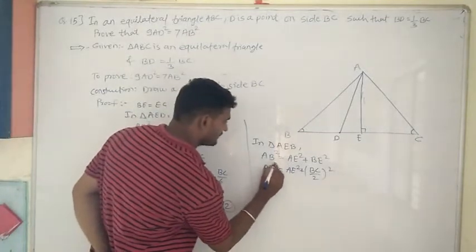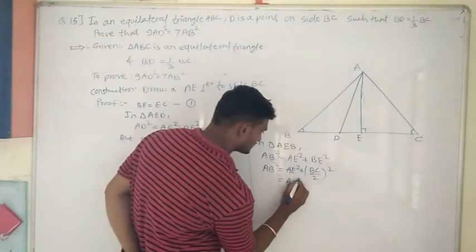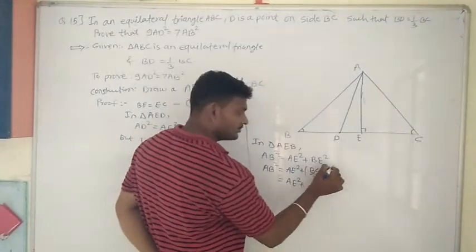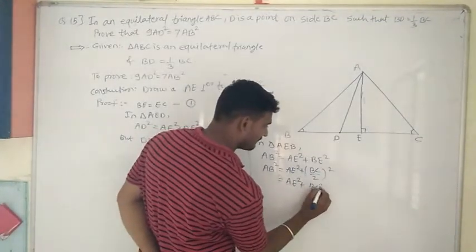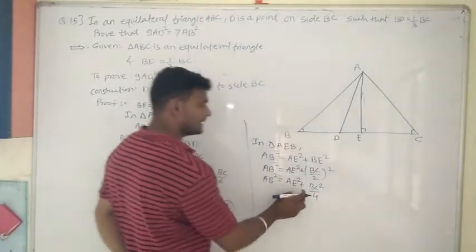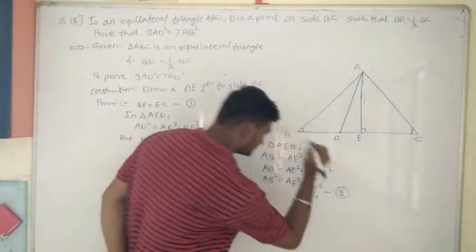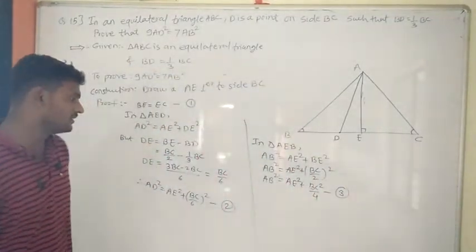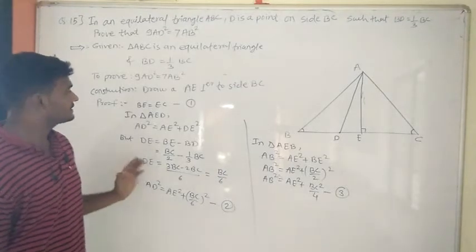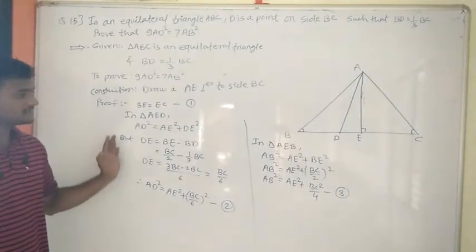We got AB square is equal to AE square plus BC by 2 bracket square, which means BC square by 4. We got AB square is equal to AE square plus BC square by 4, and mark it as equation number 3. Now, first of all, copy down this, and the next steps I will tell you.